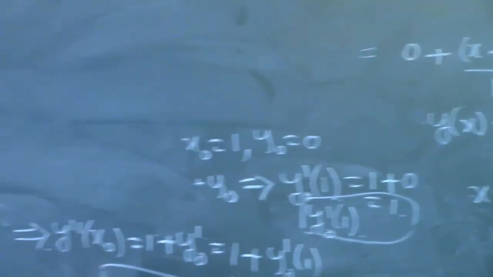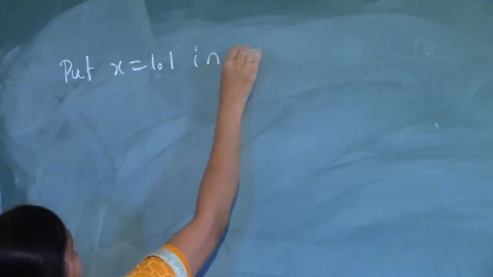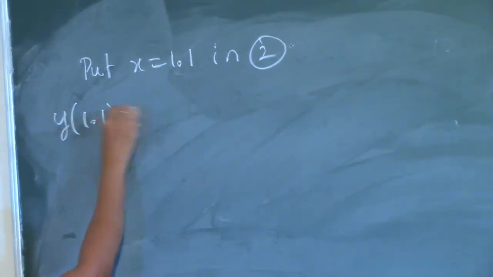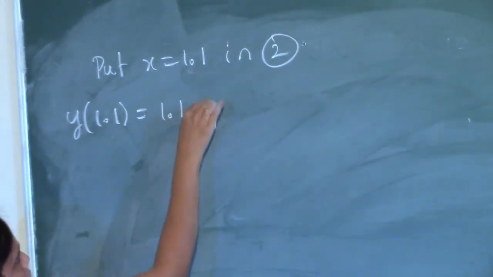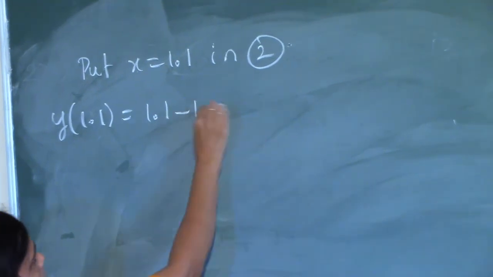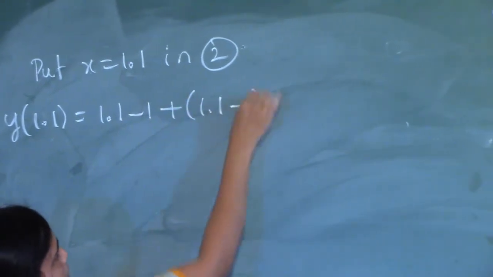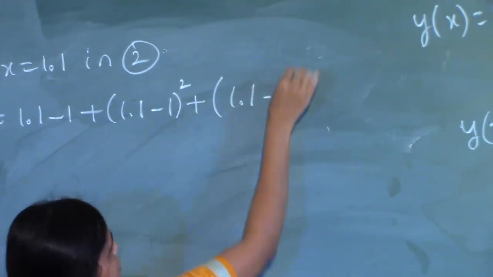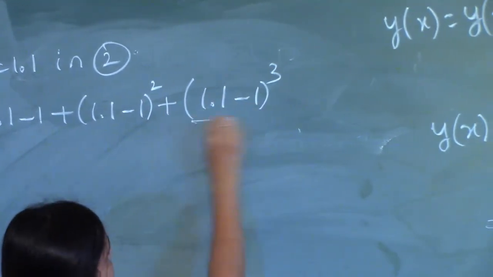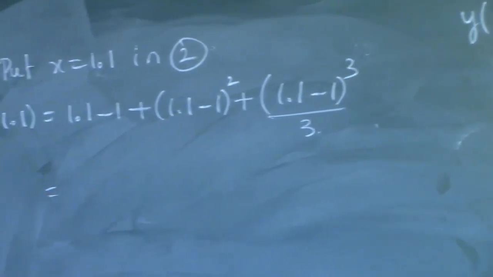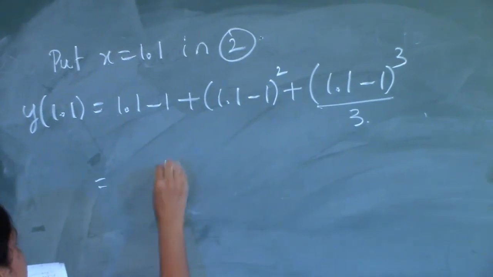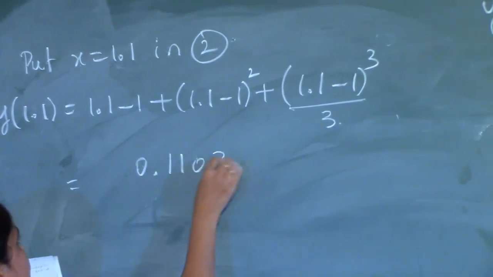Put x is equal to 1.1 in equation 2. It is y of 1.1 is equal to 1.1 minus 1 plus 1.1 minus 1 whole square plus 1.1 minus 1 whole cube by 3. So when you simplify this, we will get the answer as 0.11033.